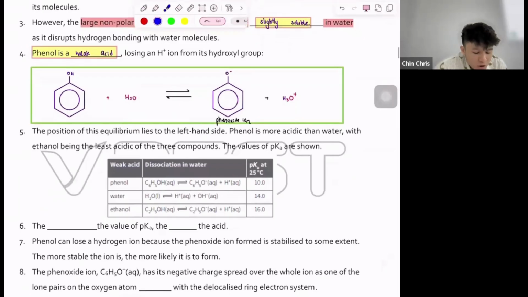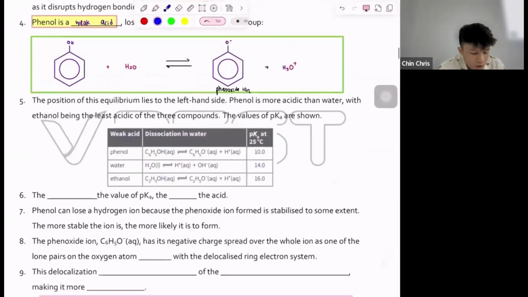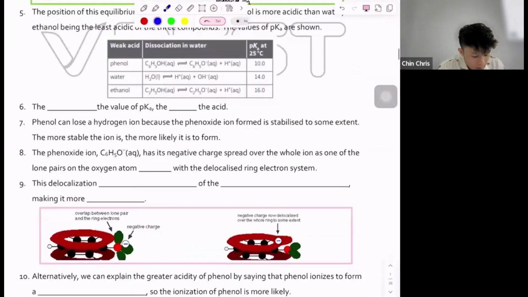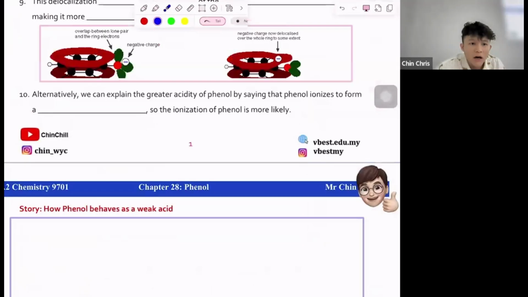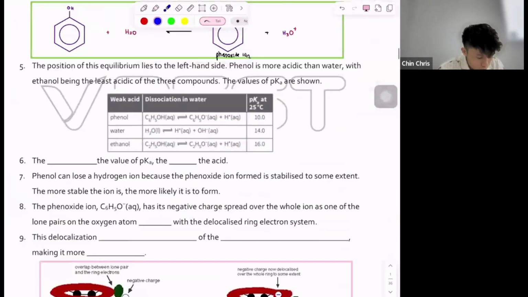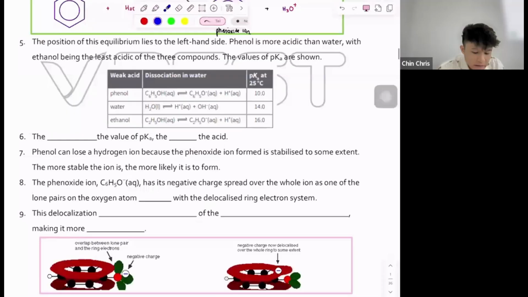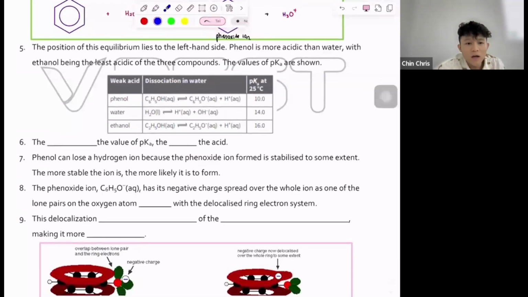Good. So the position of equilibrium lies to the left-hand side. Phenol is a weaker acid than water. I'll explain the rest later. Then guys, we have something known as a pKa value.